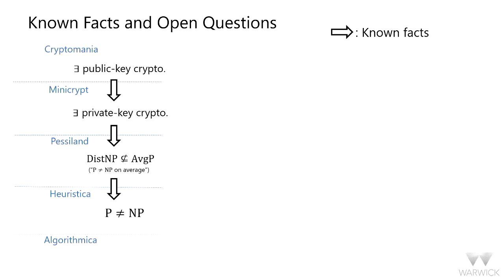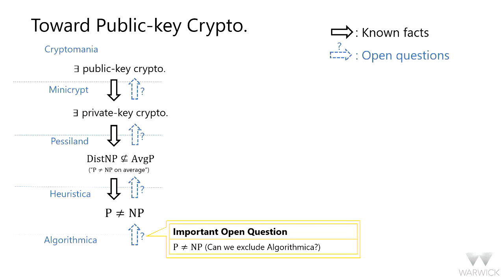Currently, we just have trivial implications. Namely, if you have a public key cryptosystem, we can construct private key crypto. And if you have a private key cryptosystem, you can show that NP is hard on average. And if you can show NP is hard on average, NP is hard in the worst case. And the converse of each implication corresponds to a fundamental open question in complexity theory and cryptography. For example, the bottom arrow means that you need to prove P not equal to NP.